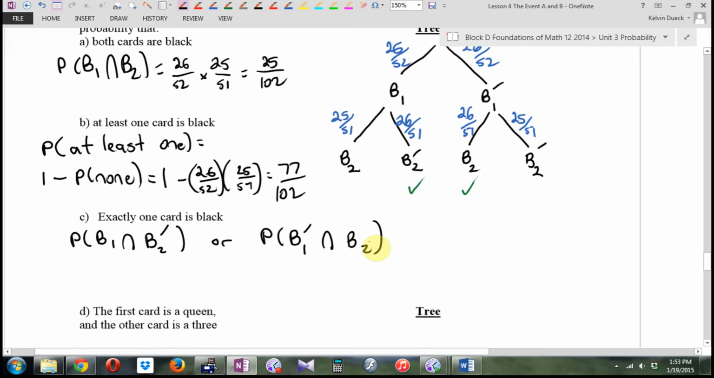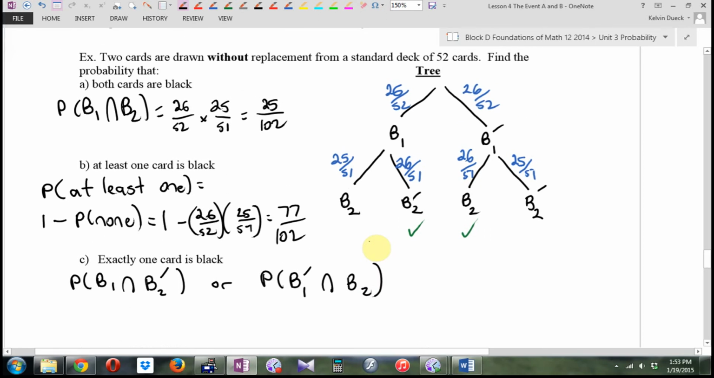Are you hopefully seeing why I prefer the tree to the notation? The notation gets kind of cumbersome to me. I mean, I understand, okay, yeah, we're saying black miss or miss black. But the tree, it's screaming out at me. Boom, boom.